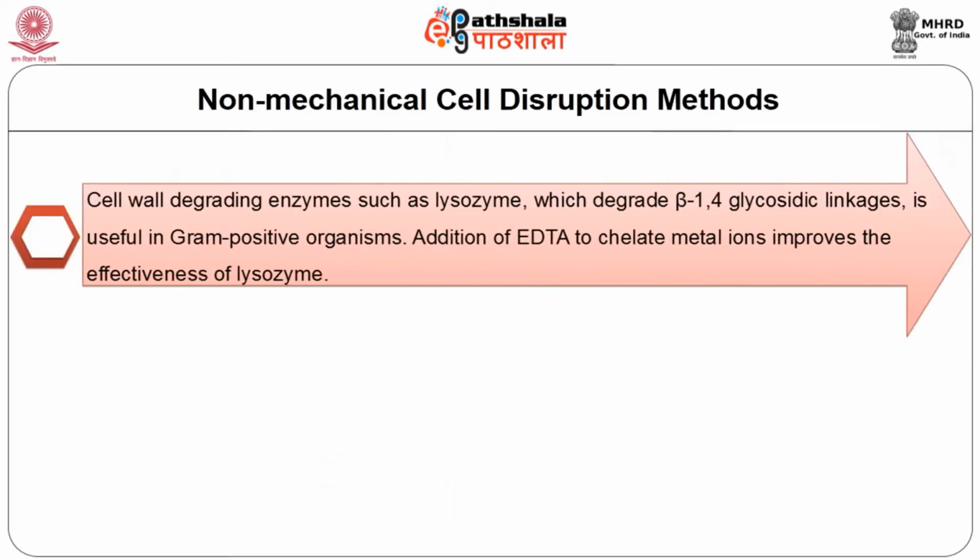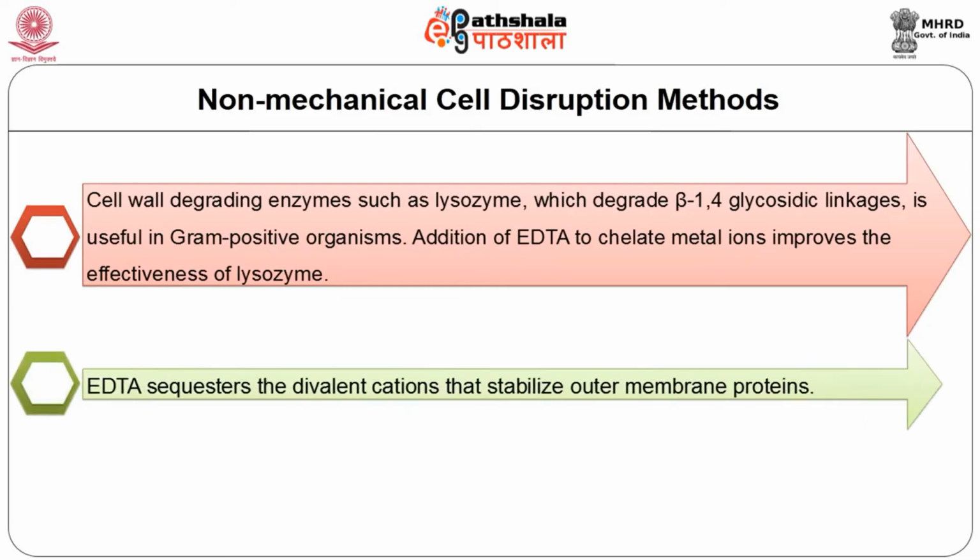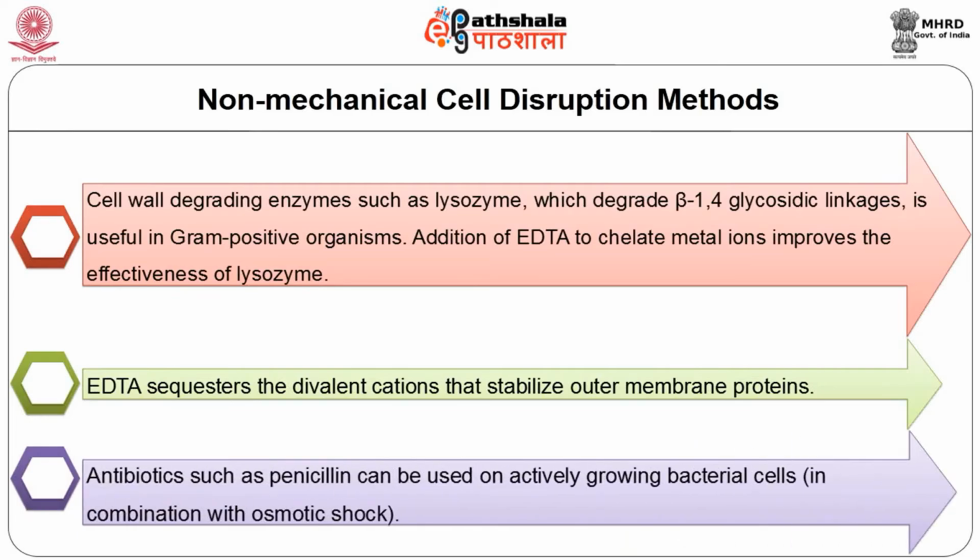Cell wall degrading enzymes such as lysozyme, which degrade beta-1,4-glycosidic linkages, are useful in gram-positive organisms. Addition of EDTA to chelate metal ions improves the effectiveness of lysozyme. EDTA sequesters the divalent cations that stabilize outer membrane proteins. Antibiotics such as penicillin can be used on actively growing bacterial cells in combination with osmotic shock.